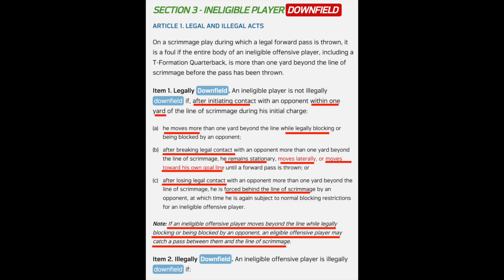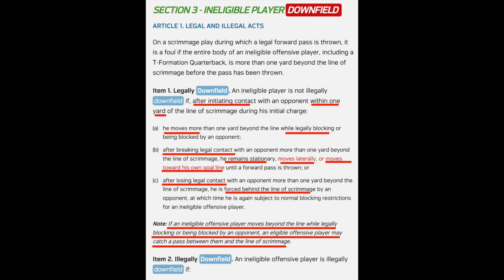You are not illegally downfield if, after initiating contact with the opponent, he moves more than 1 yard beyond the line of scrimmage while legally blocking or being blocked by an opponent. So as long as you're engaged with the opponent, you can keep moving downfield on a pass play. If you happen to break contact, you remain stationary or only move laterally, you're still legally downfield on a pass play. As long as you don't continue advancing after losing contact, you're still legal until the pass is thrown. Or after losing contact more than 1 yard, you're forced beyond the line of scrimmage by an opponent, at which time you're subject to normal blocking restrictions.